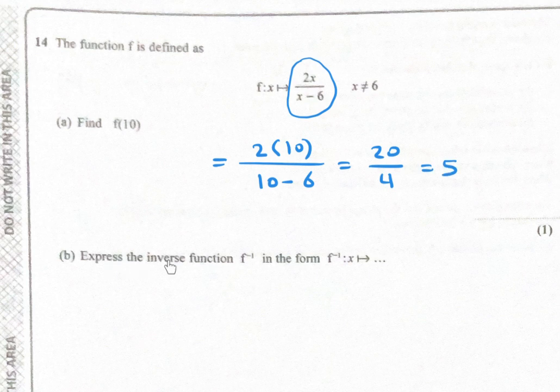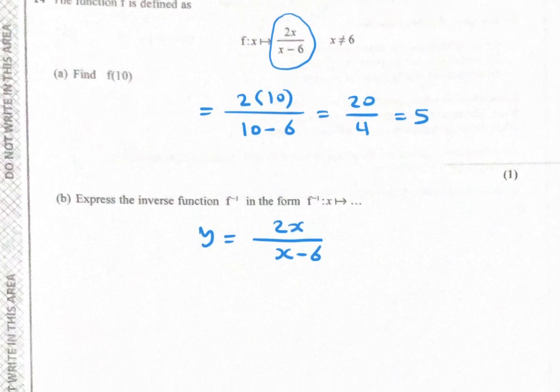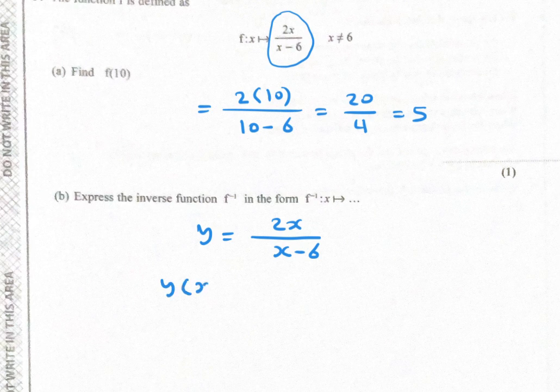B, express the inverse function f negative 1 in the form f negative 1 function from x to what? So to find the inverse function, you can write y equals 2x over x minus 6. Now make x the subject. First cross multiply. So y times x minus 6 equals 2x. Expand, so yx minus 6y equals 2x.